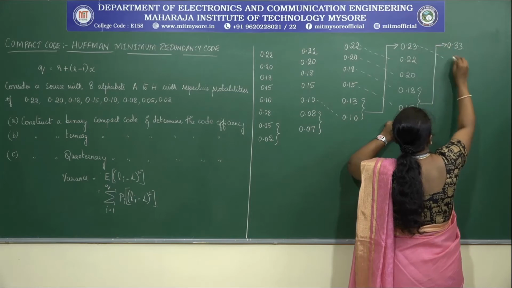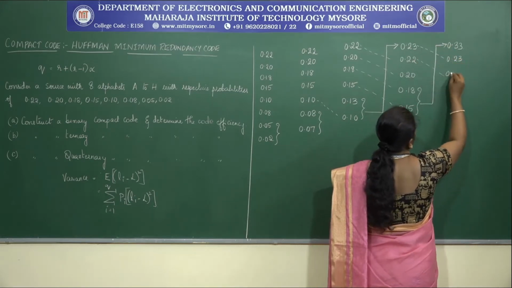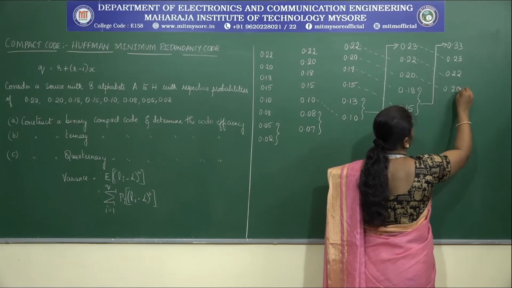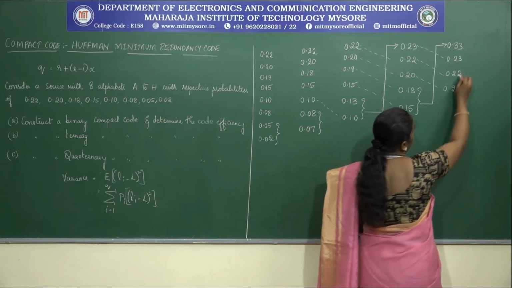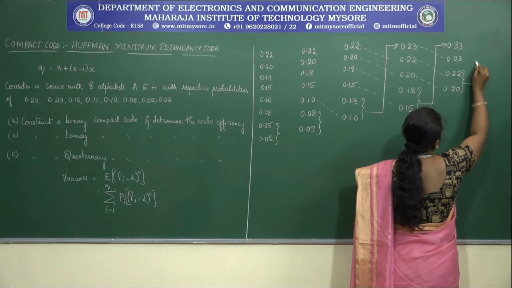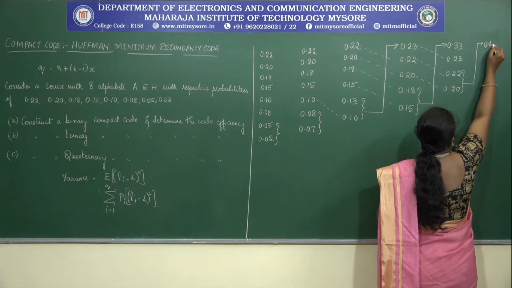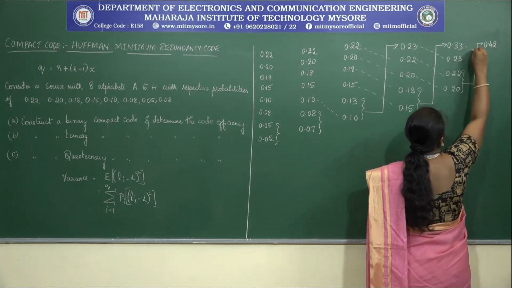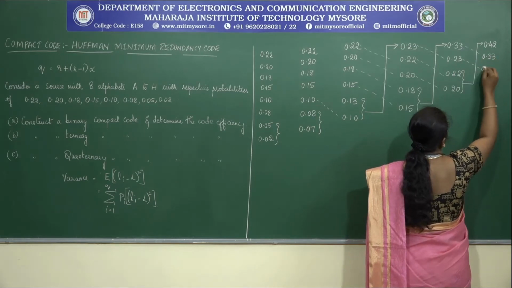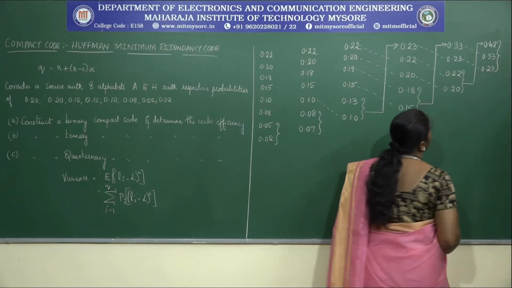Since it is greater, place this below 0.33. So this is 0.22 and this is 0.20. Next, combine these two. So you will be getting 0.42. So place here 0.33, and this is 0.23.